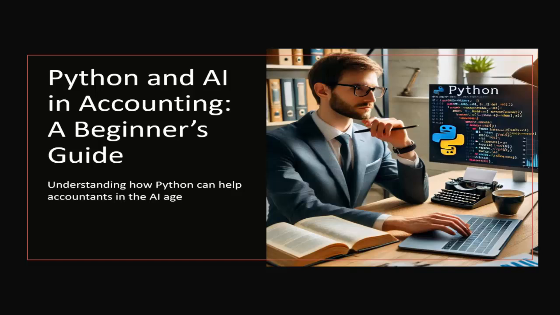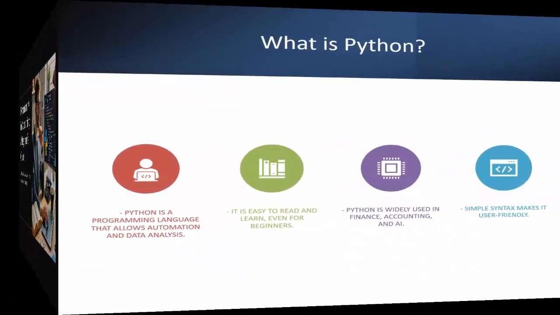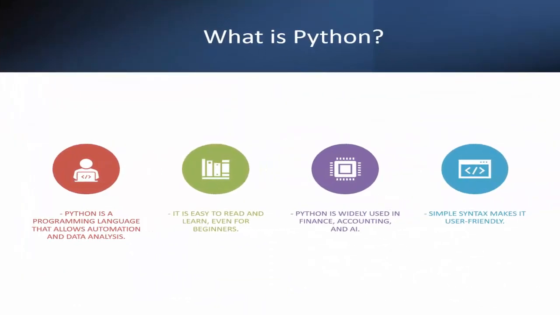All right, so let's talk about Python. What exactly is it? Well, Python is a programming language. Basically, it's a way we communicate with computers to tell them what to do. Imagine it like giving step-by-step instructions, but instead of talking or writing in your native language, you're using special words and symbols that the computer understands.